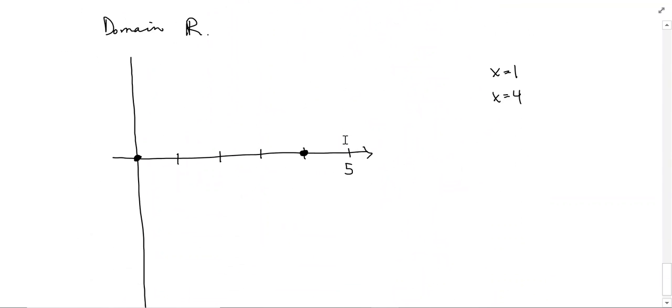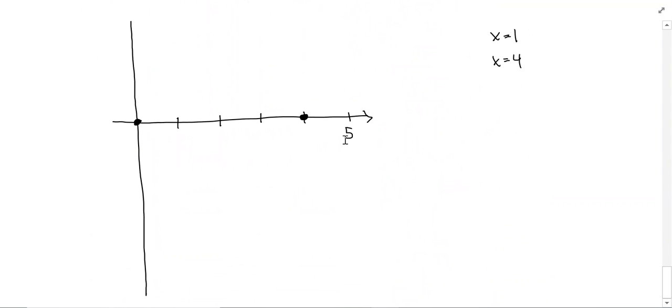Okay, so the function is decreasing from negative infinity to positive 1. Here is positive 1, and it is increasing thereafter, from 1 to 4, and from 4 to infinity. So at x equals 1, we must have a local minimum, right? By the first derivative test.